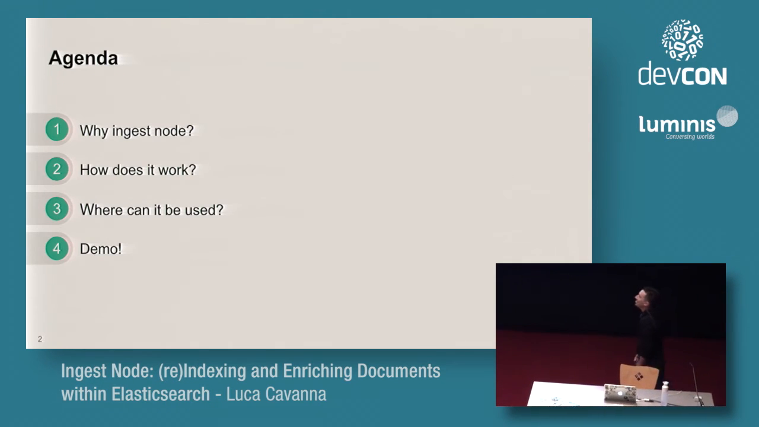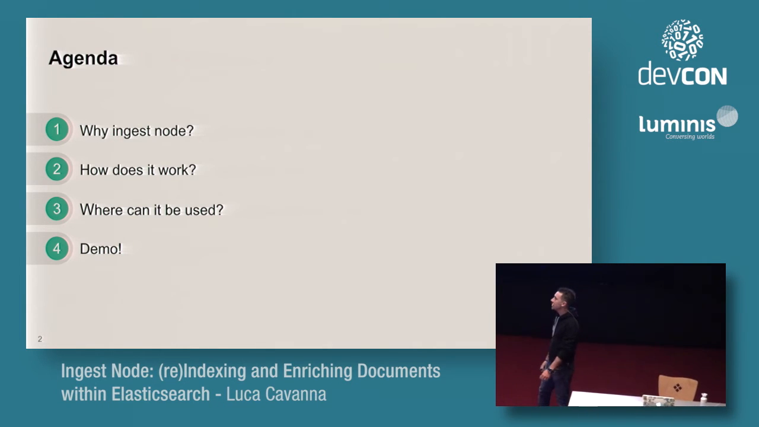Okay. So what are we going to see in this talk? First of all, we're going to try and figure out why we actually decided in the beginning to work on this new feature and how it works internally. We will see a few examples of the APIs and how to use it. And we'll also see which APIs in Elasticsearch support the Ingest Node. And at the end of the talk, we'll play around with the APIs practically, and I'll show you a little bit of demo.